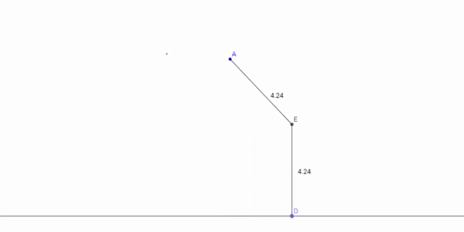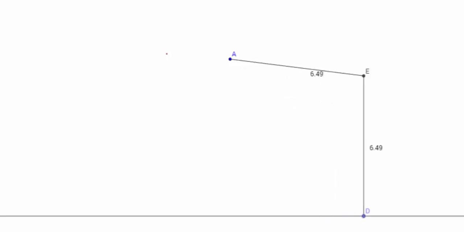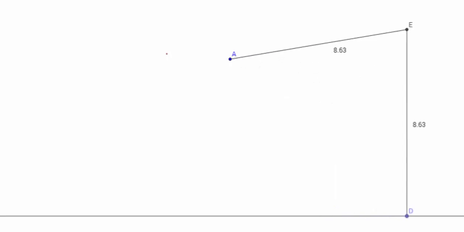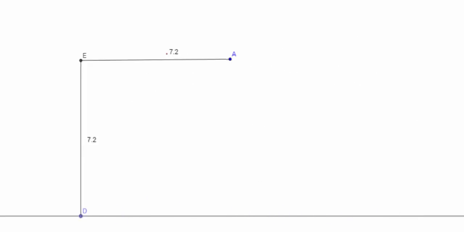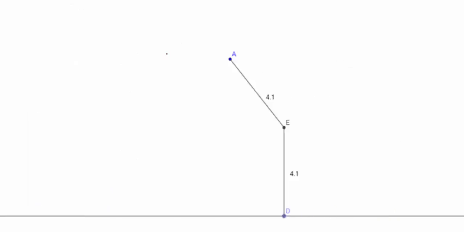Can you see how E moves? And if I move it like this, 8.63, 8.63. Equal distant between a point and a line, with the condition that the segment ED has to be perpendicular to the line, right? It's got to be perpendicular. And if I swing it this way, zoop, zoop, zoop, what shape does that make?